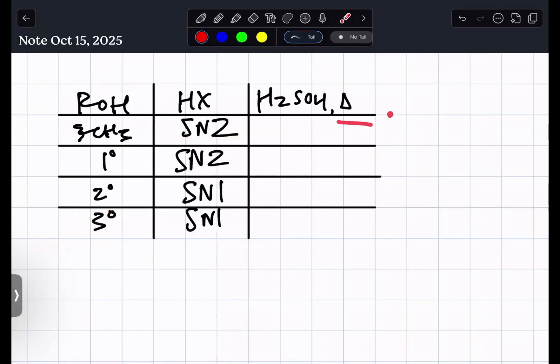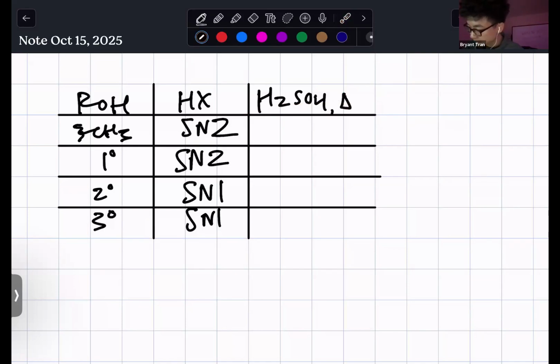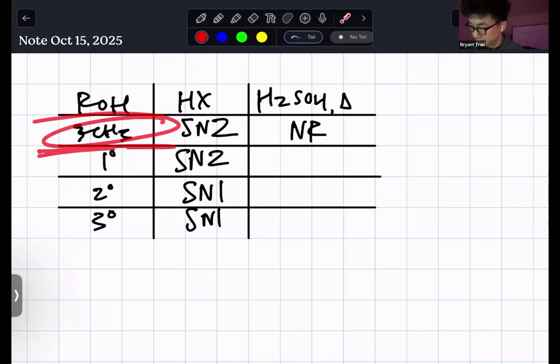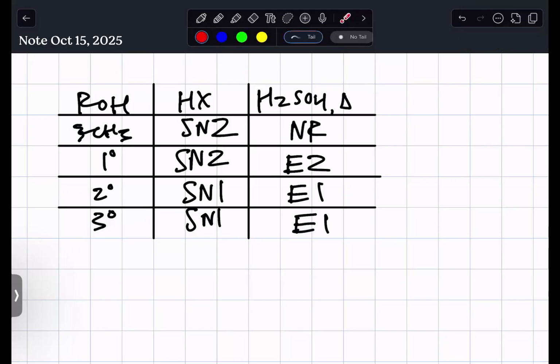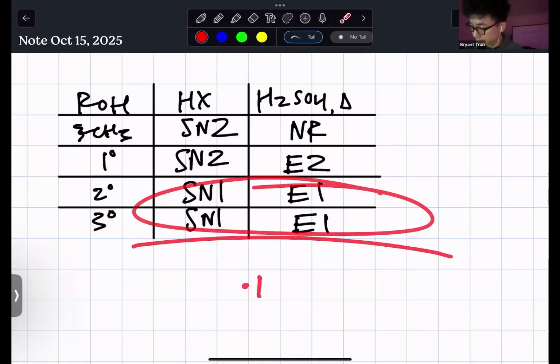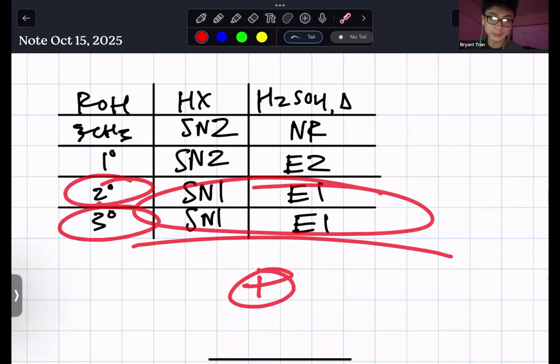Okay. And then with heat, there's going to be elimination reactions. So we can't do elimination reactions with methyl, but we can do E2 with the primary, and then we can do E1 with secondary and tertiary. Yeah, E1, right? Because E1 and SN1 both go through a carbocation intermediate, and carbocation intermediates can be stable in secondary or tertiary positions.